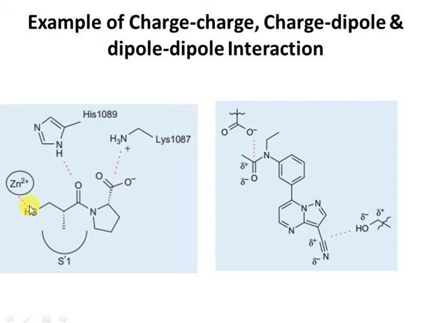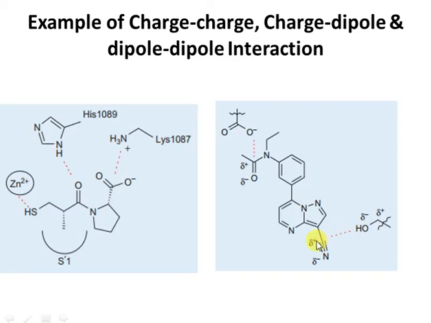Here we have a polar bond, which is sulfur-hydrogen, and here we have a positive charge. So this type of interaction is the attraction between a dipole and a charge. This is an example of charge-dipole interaction, right? Again here we have a negative charge and a dipole, so this is an example of charge-dipole interaction. Here we have a dipole, and here again we have a dipole. So this is an attraction of dipole-dipole interaction, right?